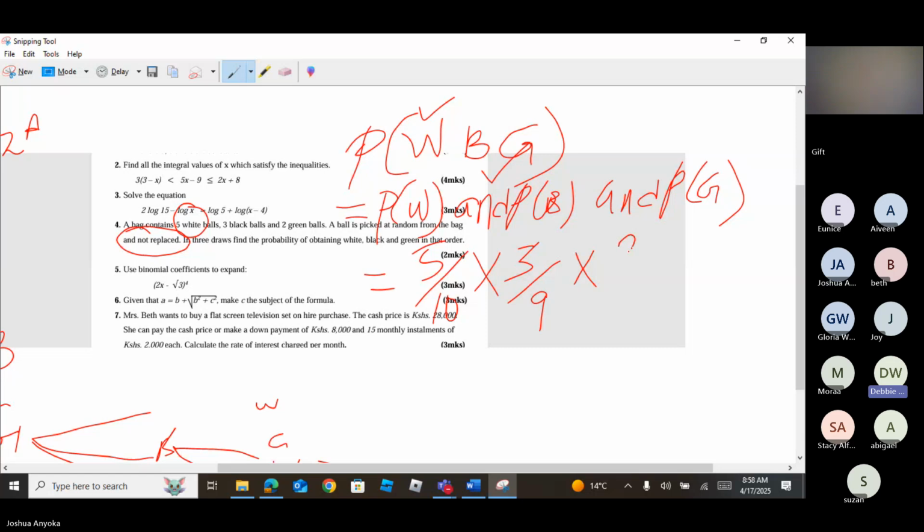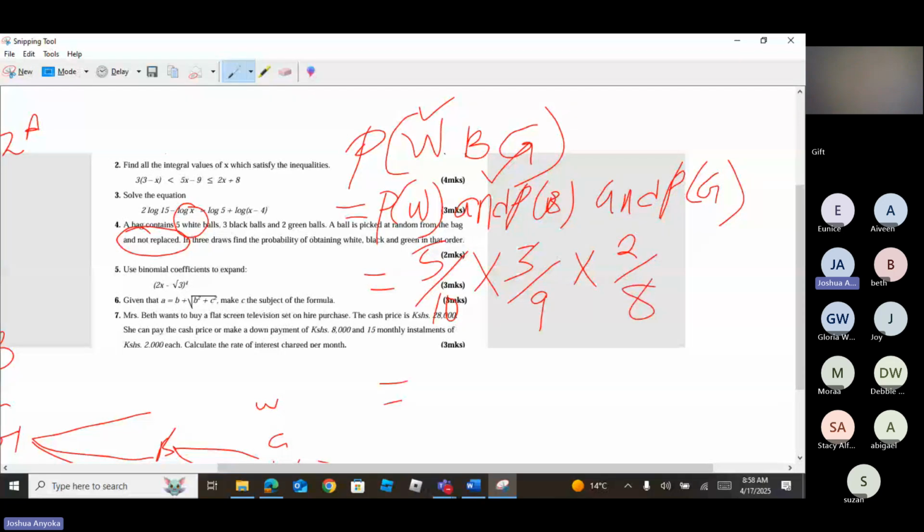Probability of picking 2. We have taken 1 white and 1 black, so green are remaining 2, and in the whole bag there are 8 remaining. That's what it is testing us, to see whether we understand with replacement and without replacement.